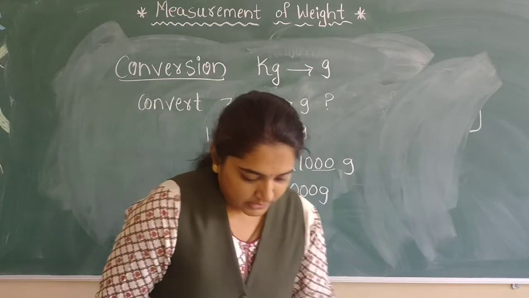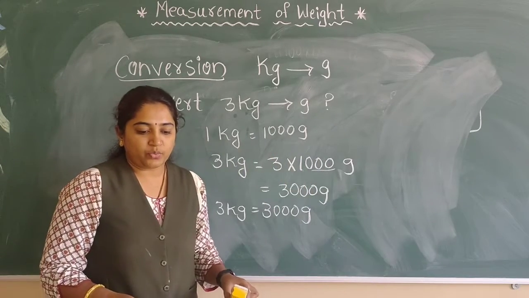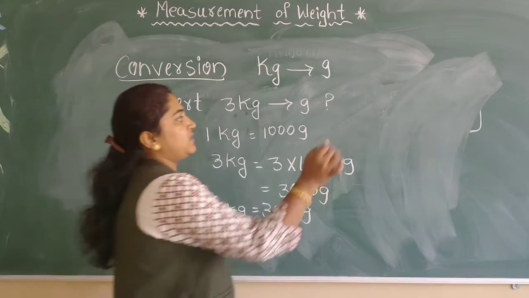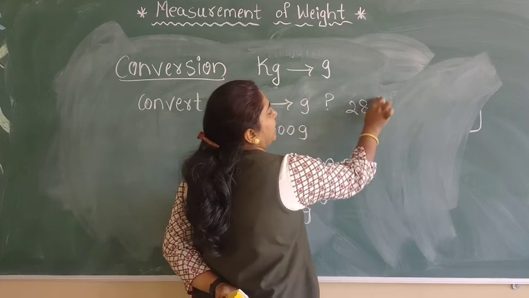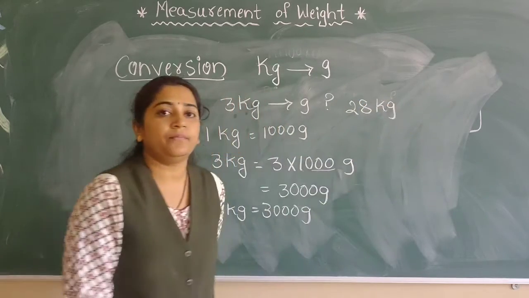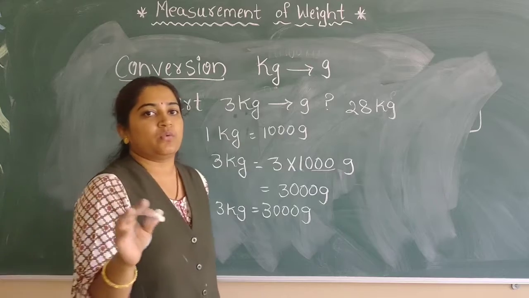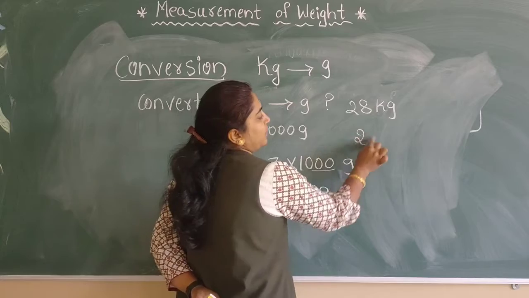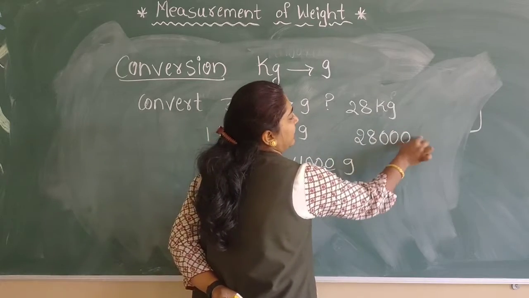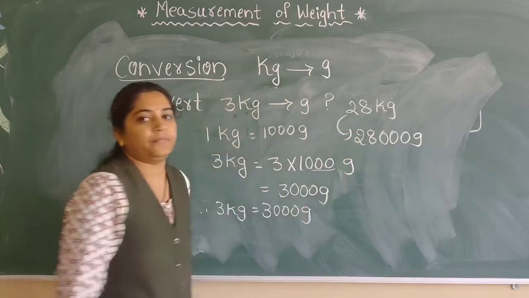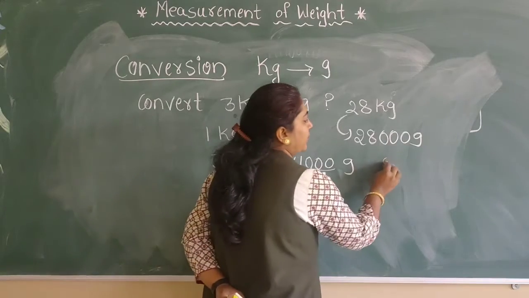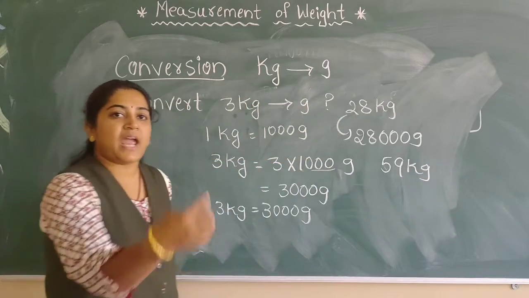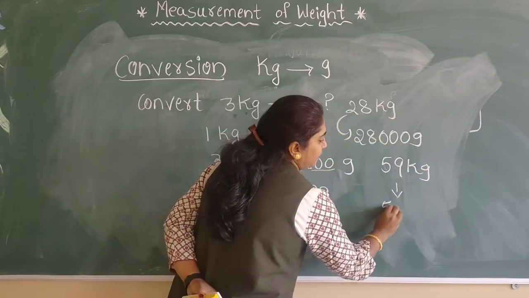To convert kg to gram, what you have to do is, see now, 28 kg means how many grams? Simply add 3 zeros. Whatever number they have given, simply add 3 zeros to the end. 28, 1, 2, 3, this comes to gram. One more, I take 59. 59 kg means what? Just add 3 zeros. Like, see now, 58.